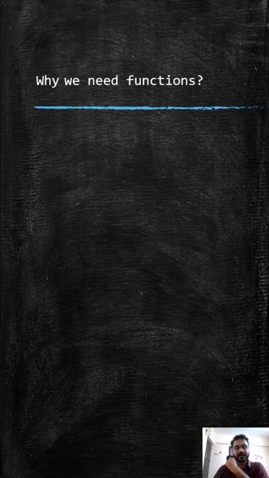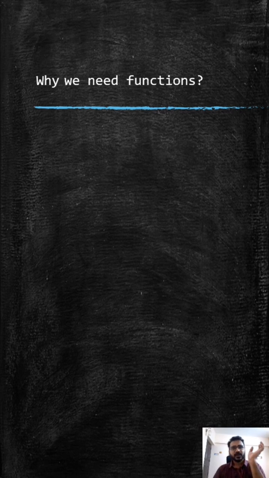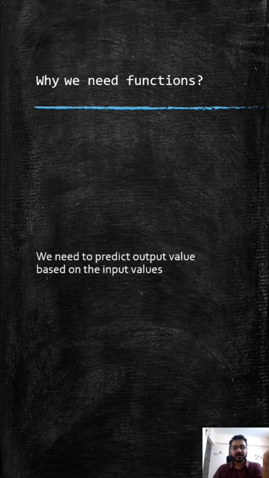Why do we need functions? Functions are incredibly useful for modeling real-world relationships. Think about a fan regulator. The fan speed is a function of the fan regulator setting. Similarly, consider the electricity bill, which is a function of electricity unit consumption. So we can essentially predict the value of output based on input values. That's why we need functions: to predict output value based on input values.